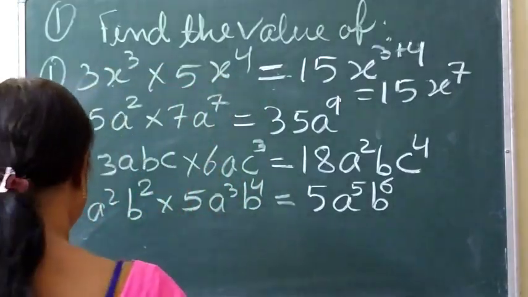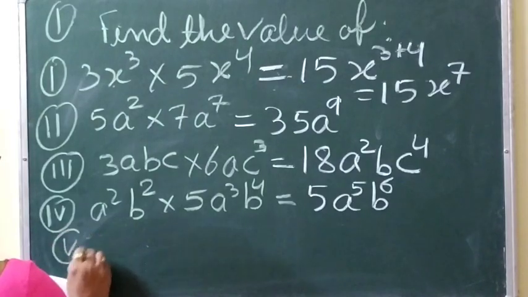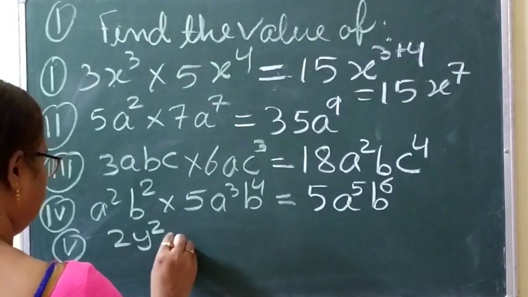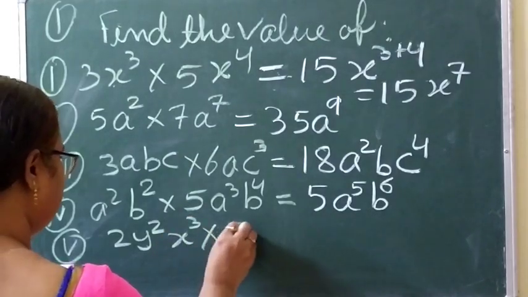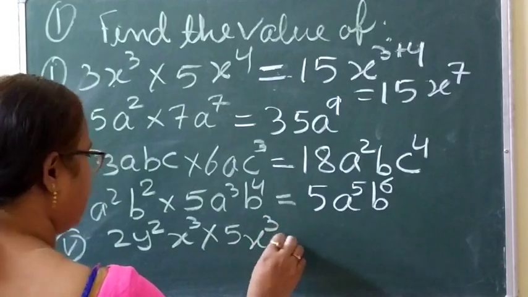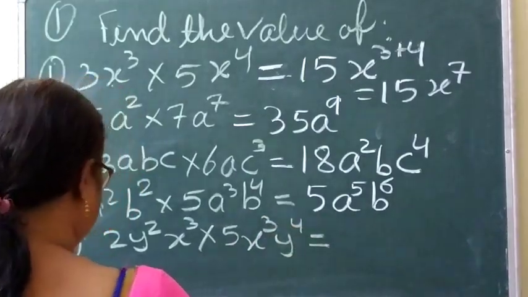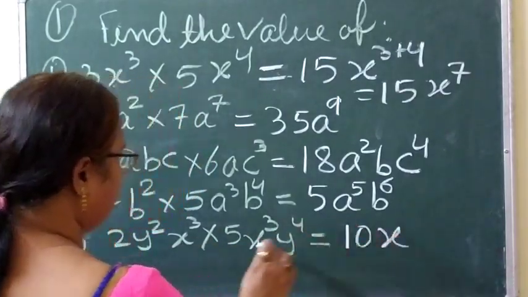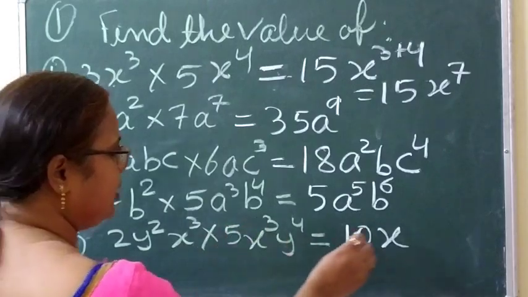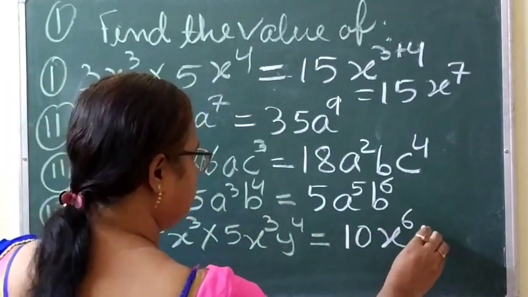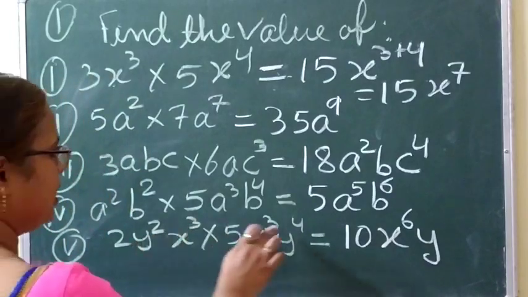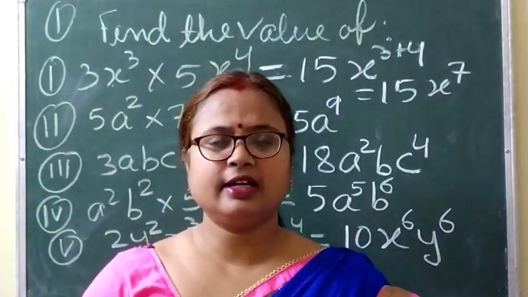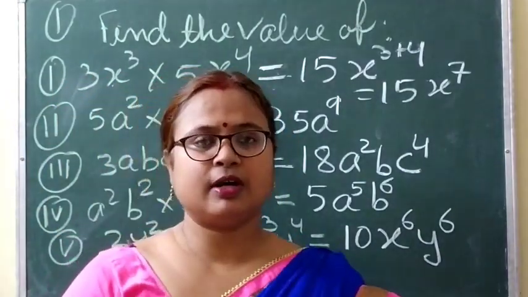Now the next is 2y to the power 2 x to the power 3 into 5 x to the power 3 and y to the power 4. How will we solve it? Again 5 2s are 10. Then x: the power of x here is 3, and here also 3, so 3 and 3, 6. Then y: the power of y here is 2, and here is 4, so 2 plus 4, 6. So the answer will be 10x to the power 6 and y to the power 6.